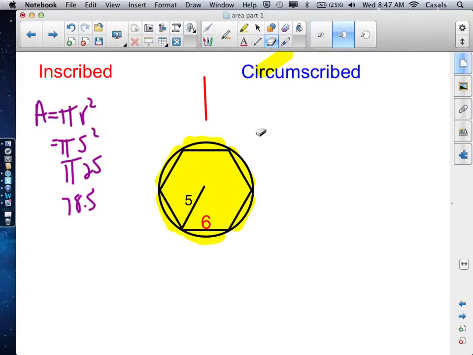But then, they're not asking me for the area of the whole circle, are they? They're asking me for the area of the whole circle minus the area of the hexagon. And again, do I know how to find the area of a hexagon? Not yet.